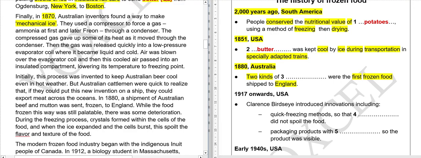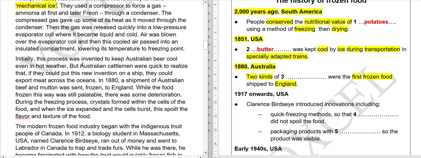Air was blown over the evaporator coil, and this cooled air passed into an insulated compartment, lowering its temperature to freezing point. Initially, this process was invented to keep Australian beer cool even in hot weather. But Australian cattlemen were quick to realize that if they could put this new invention on a ship, they could export meat across the oceans. So the eatable thing here is meat. Let's see, but two kinds we haven't found yet.